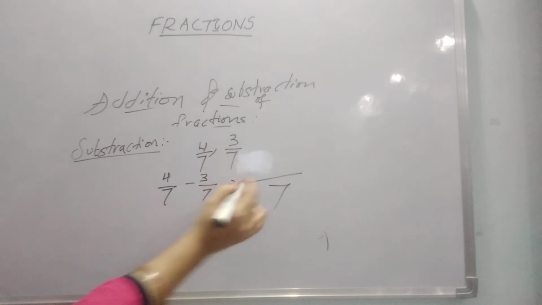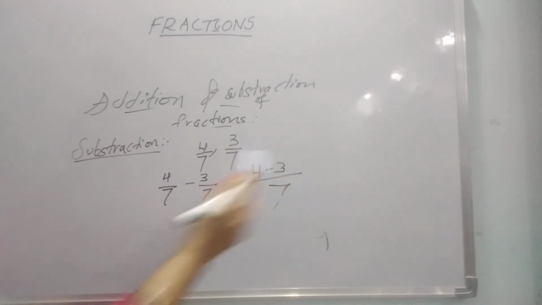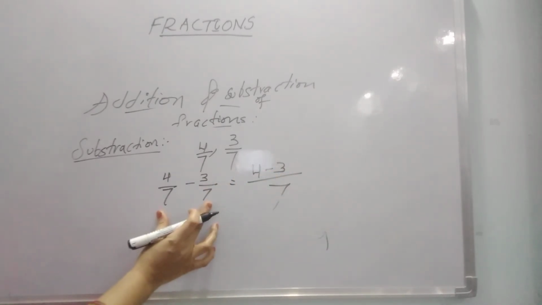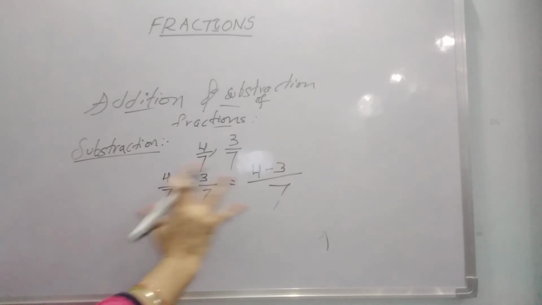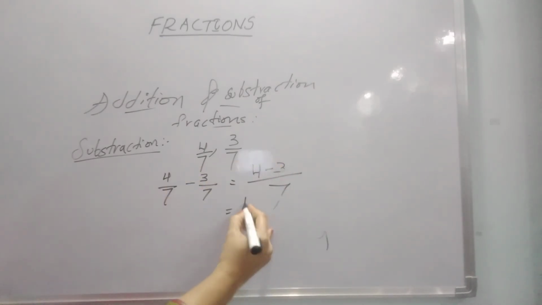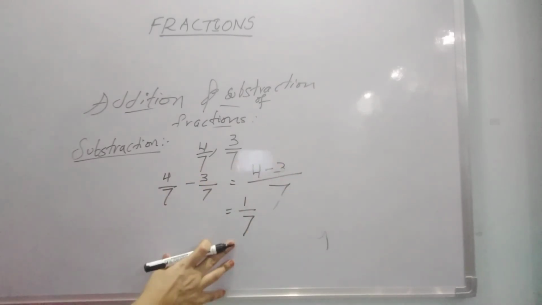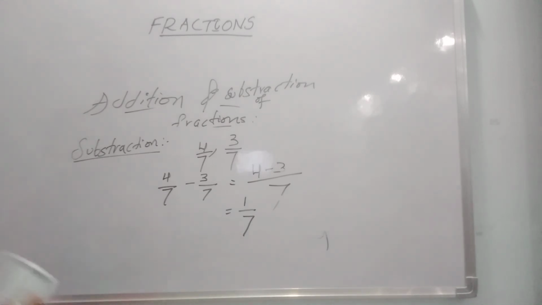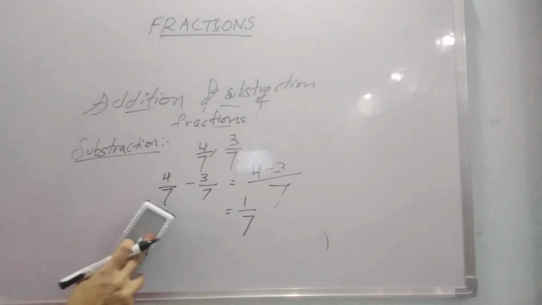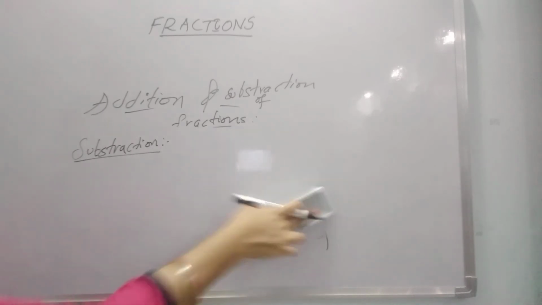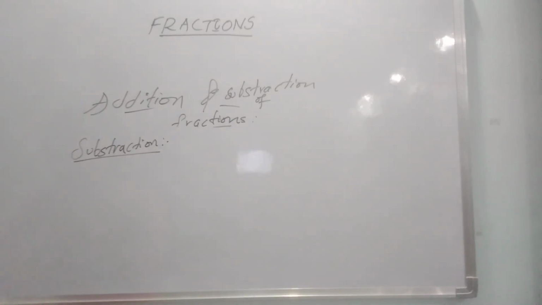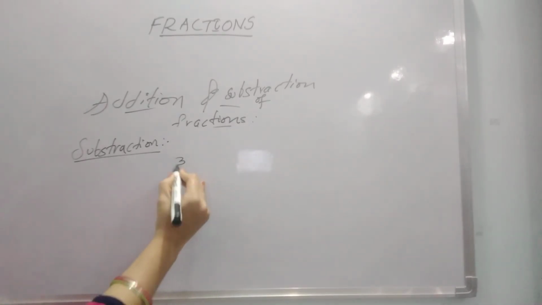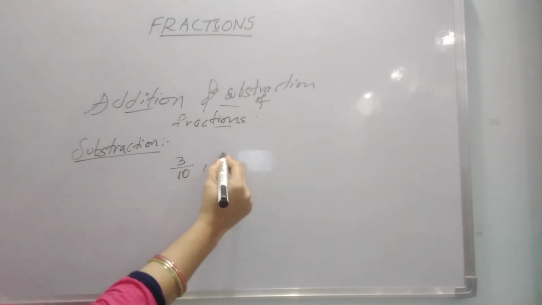That means after that 4 minus 3. Since the two denominators are same, there is no problem. 4 minus 3 means 1. 1 by 7 is our answer. Next, these are all like fractions. If you take any unlike fractions, that means 3 by 10 comma 2 by 9.